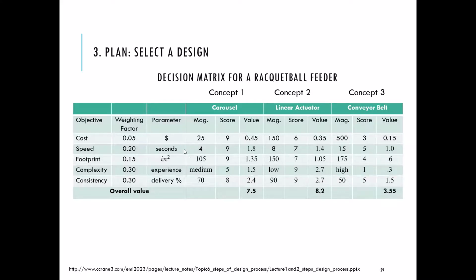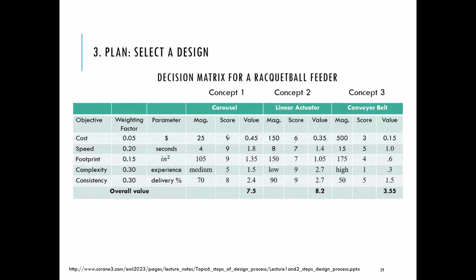For speed, we thought we could launch all 4 balls within 4 seconds. Okay, the footprint, 105 inches squared. Complexity, we thought it was medium in complexity, and then finally we thought it was about 70% consistent. And sometimes, you don't actually have the device built, so it's hard to say how consistent it is actually going to be. And so sometimes you just have to put your best guess in order to fill in this table.